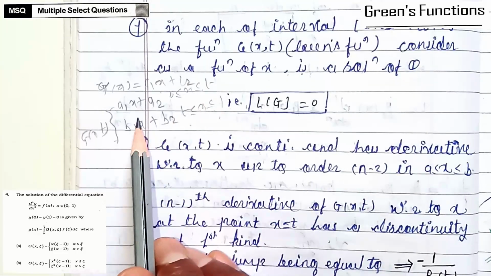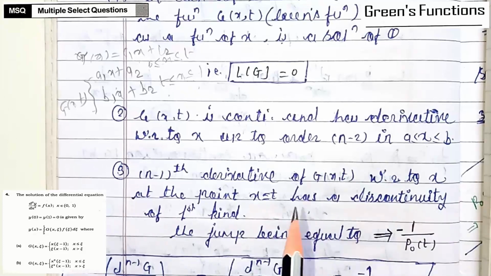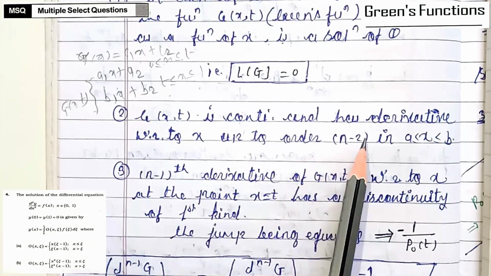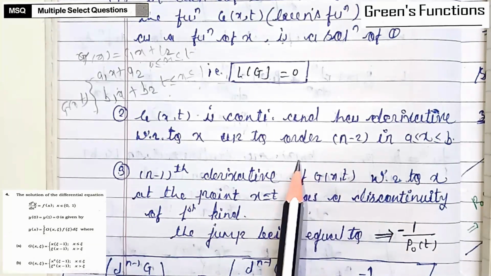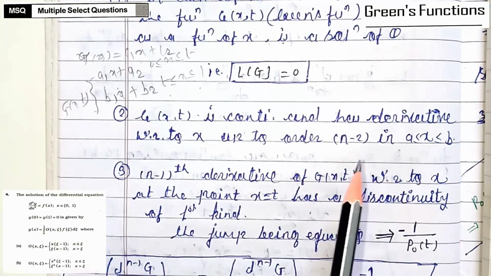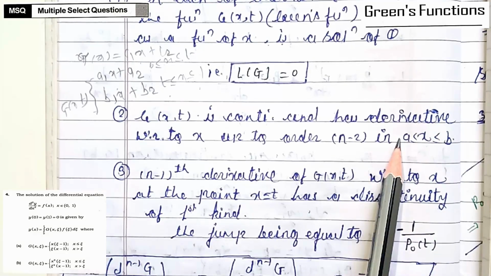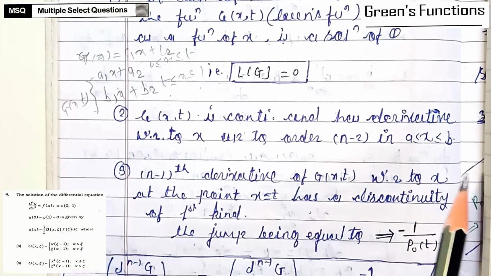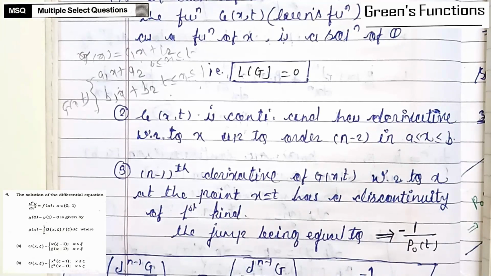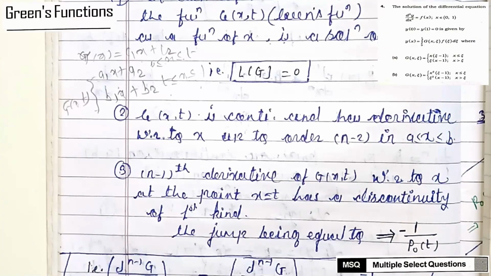So we have to translate our condition into the example. Now the second condition says that g of x, t is continuous and has a derivative with respect to x up to the order n minus 2. So we have to differentiate our g of x, t in the interval given in the boundary condition, which is a to b here. Always remember that the boundary condition is different every time, so the interval for our different derivatives will vary as per the boundary condition.